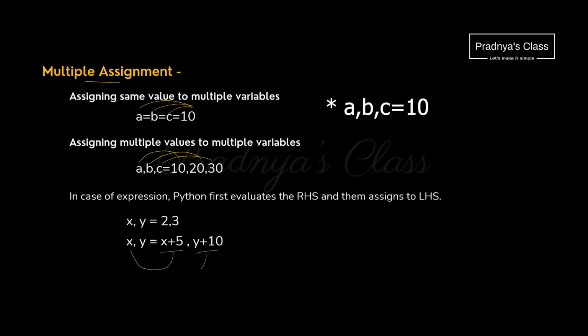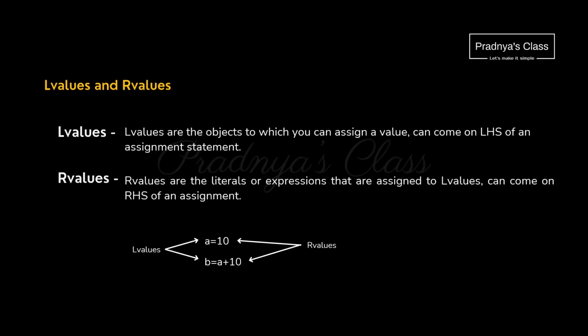First the expression will get evaluated and then that value will get assigned to the variable on the left hand side. In the assignment statement, the value on the right hand side is called the R value and the variable on the left hand side is called the L value. Hope you understood this concept.